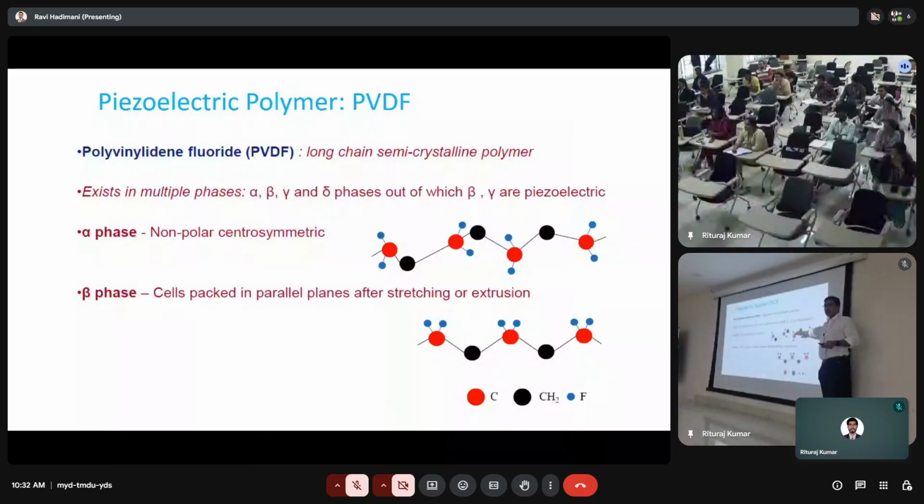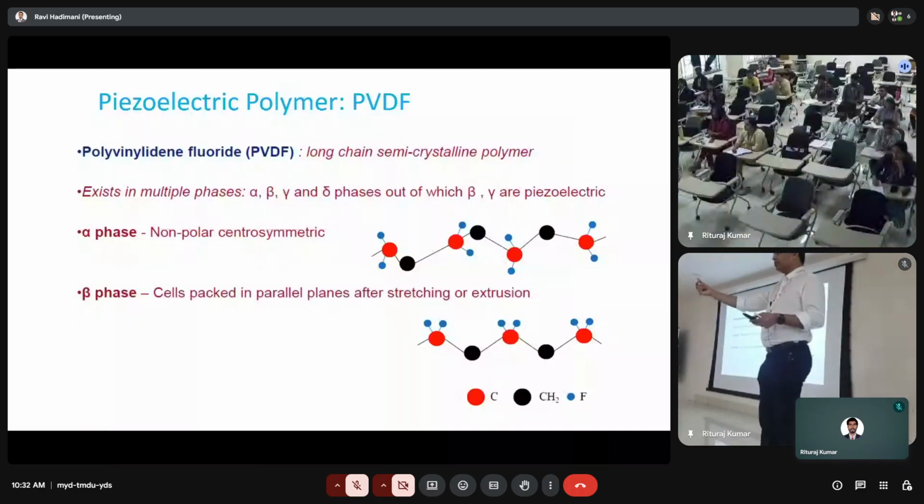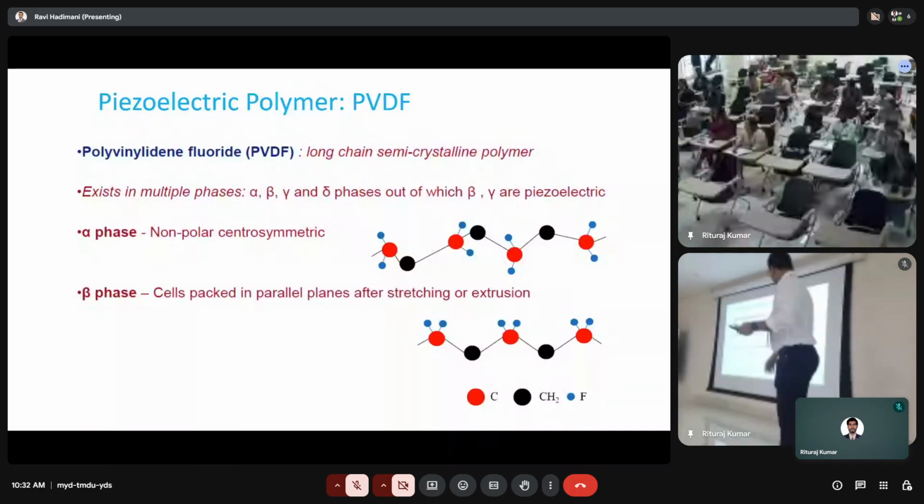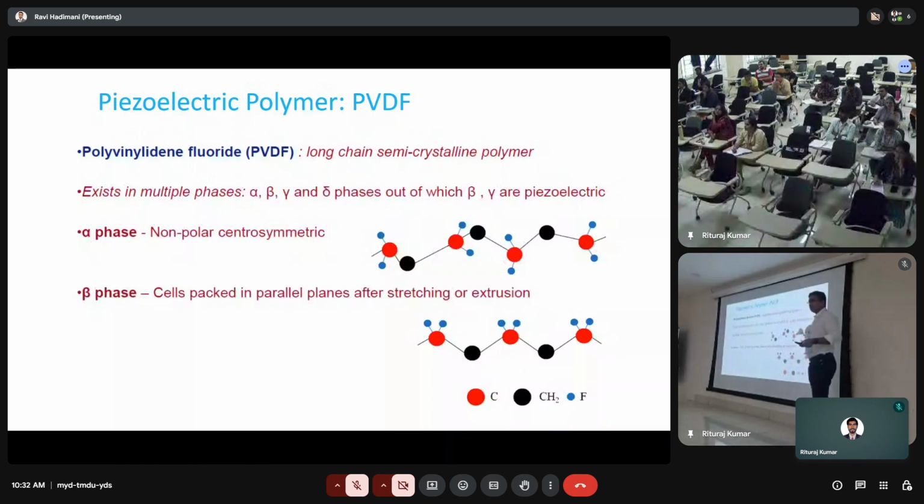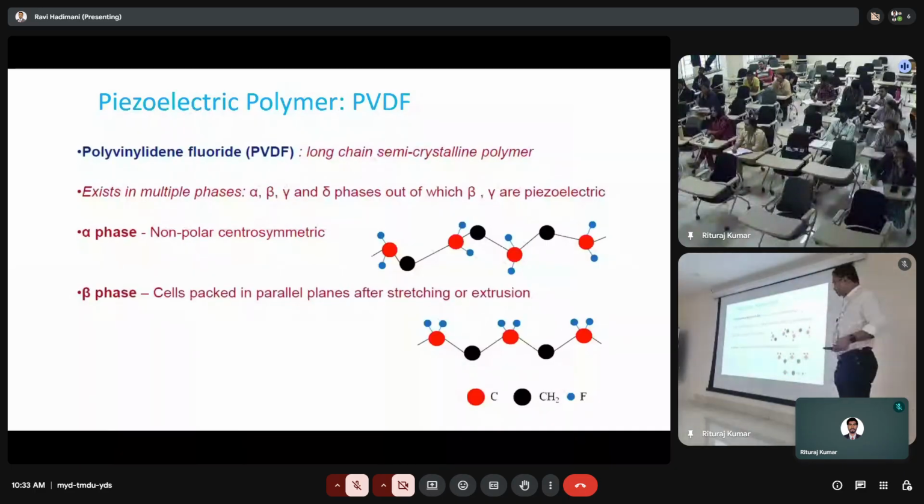This is the natural phase. If you take PVDF pellets or grains and melt them, this is what you get. And this beta phase is piezoelectric because charges are separated. You get a polarization, or if you whack it, you get an even higher polarization, right?